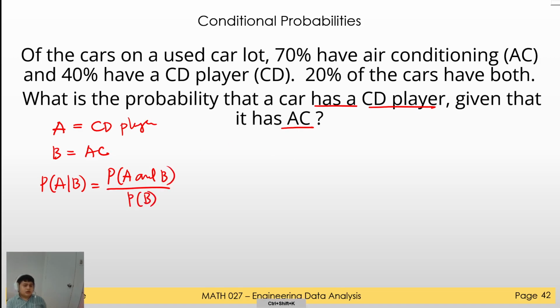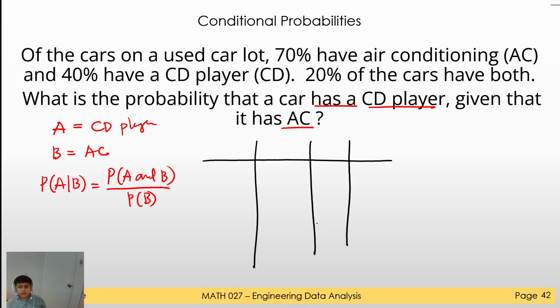So how do we now utilize these numerical values? So 70% have air conditioning equipment. So that is a total, right? So we can create a contingency table since it is not explicitly said what the intersection is and also the probability of B. So we want to create a contingency table to exemplify this problem.